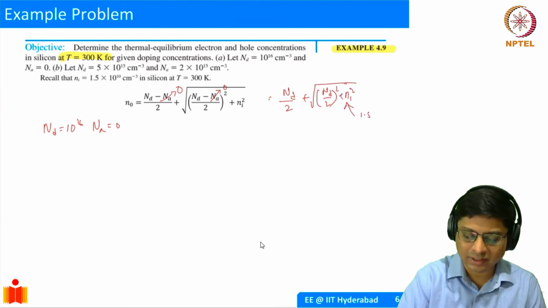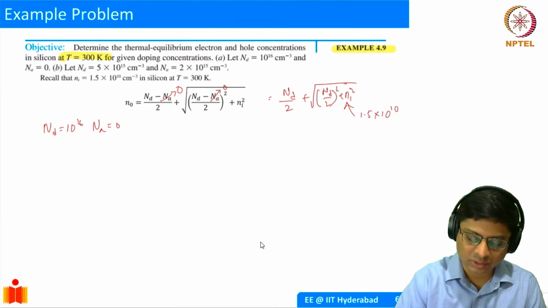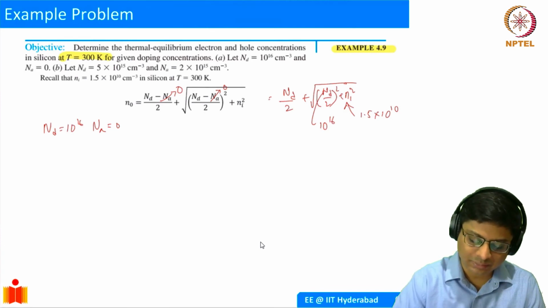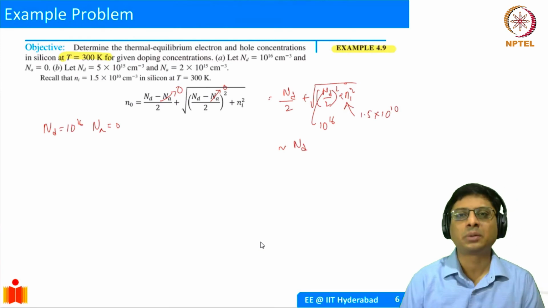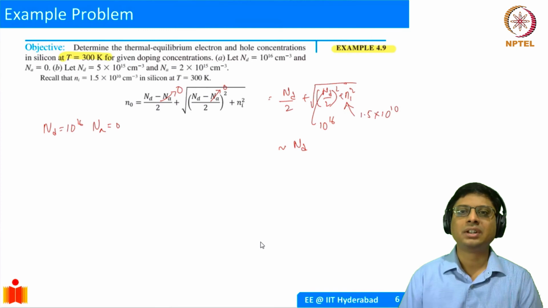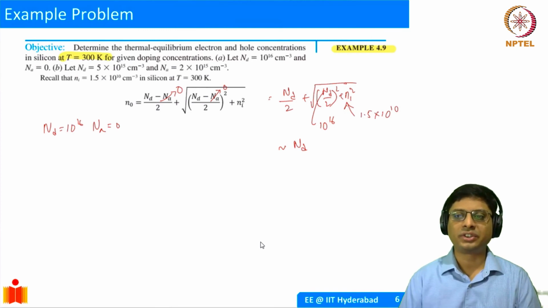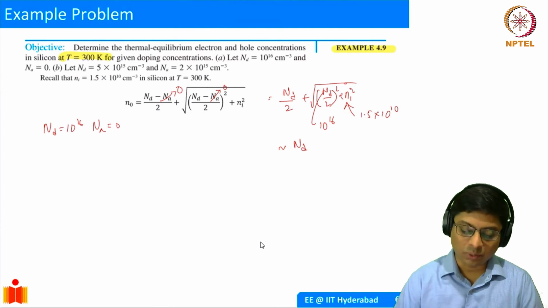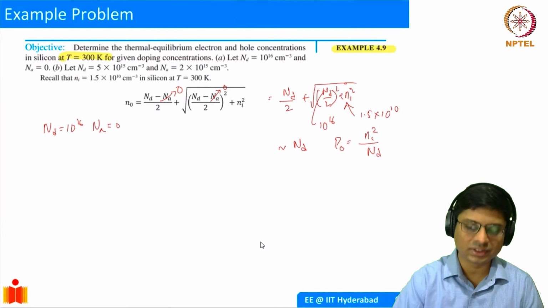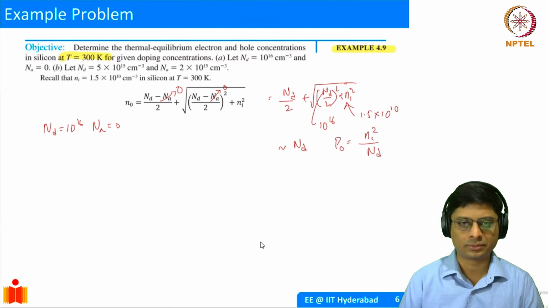And remember, this Ni square is going to be quite small. It's 1.5 into 10 power 10 compared to Nd, which is 10 power 16, right? So you can neglect the Ni square. So this will be almost equal to Nd. So basically we got back the situation we had earlier, right? Whenever you had only donor atoms, we said the electron concentration is simply going to be Nd. And then what will be the hole concentration? P naught is going to be Ni square divided by Nd. This is the hole concentration for part A.